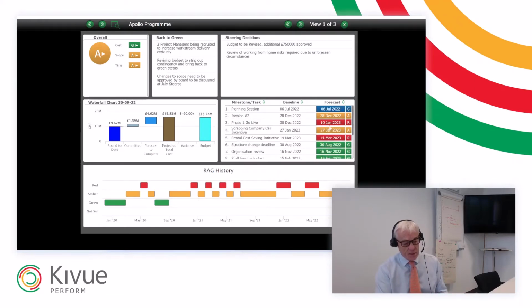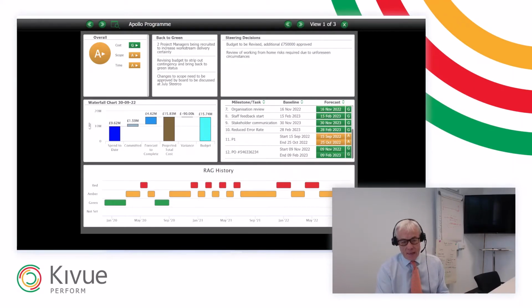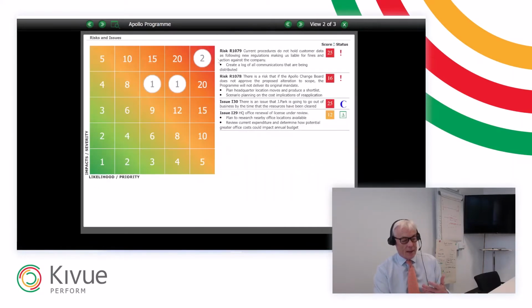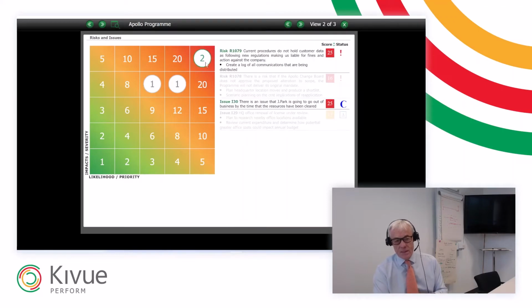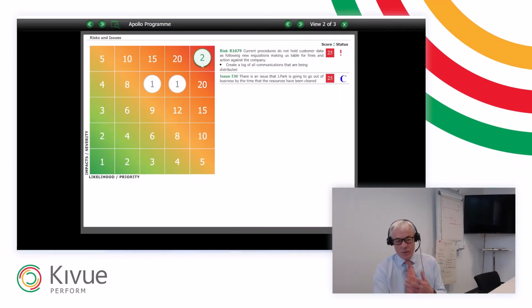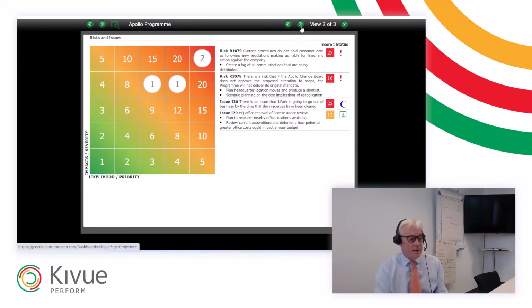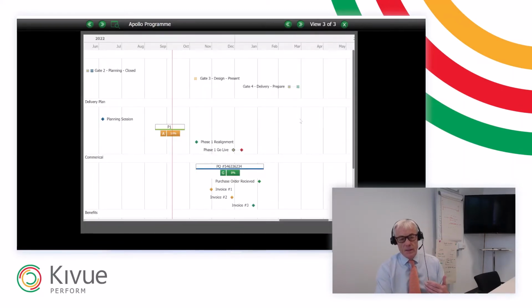So a view of milestones with some RAG status against them. Get your finances onto a nice, good-looking graph, a picture of the history, etc. Then maybe an overview of your escalated risks and issues. But a nice heat map is easy to read. They can then say, well, okay, I want to see the top two, the worst two, in the deep red zone. And then a high-level overview of timelines.